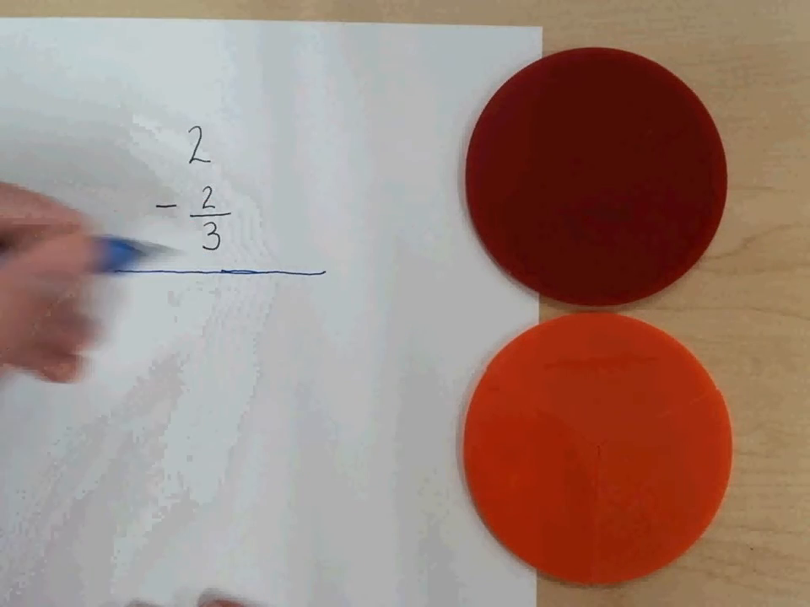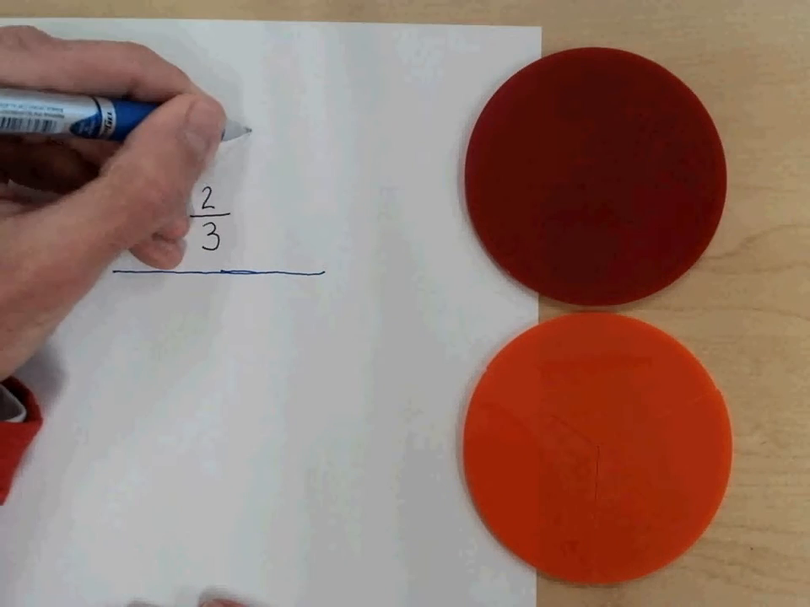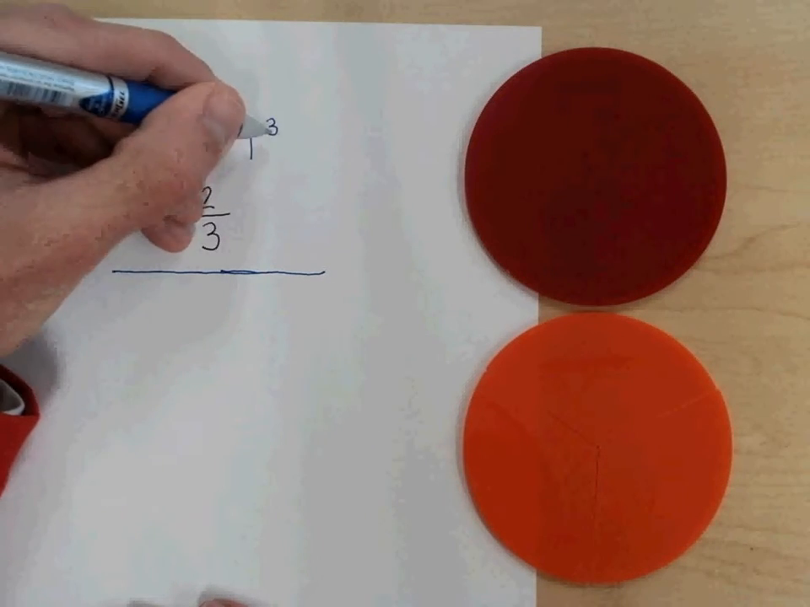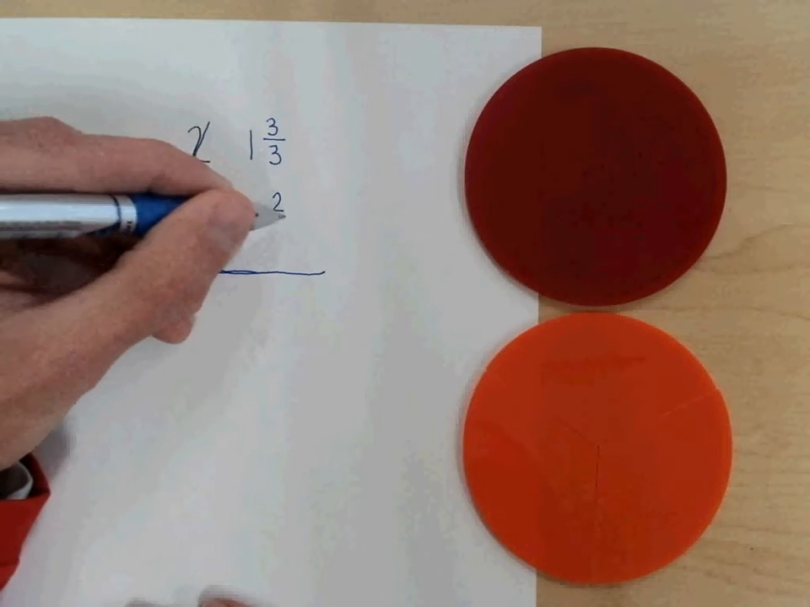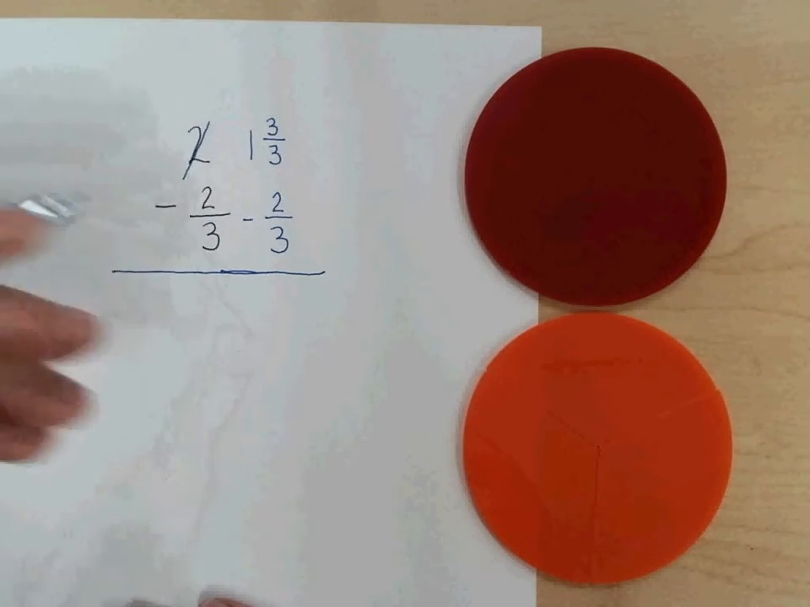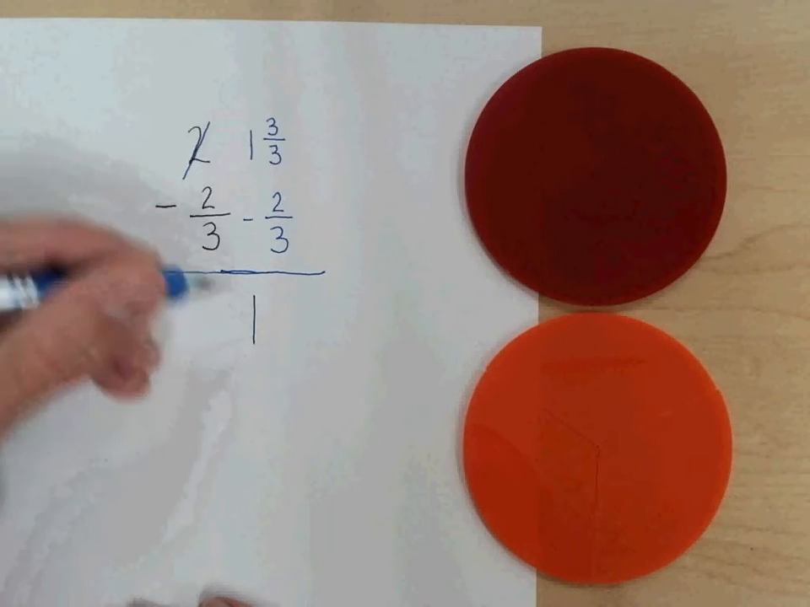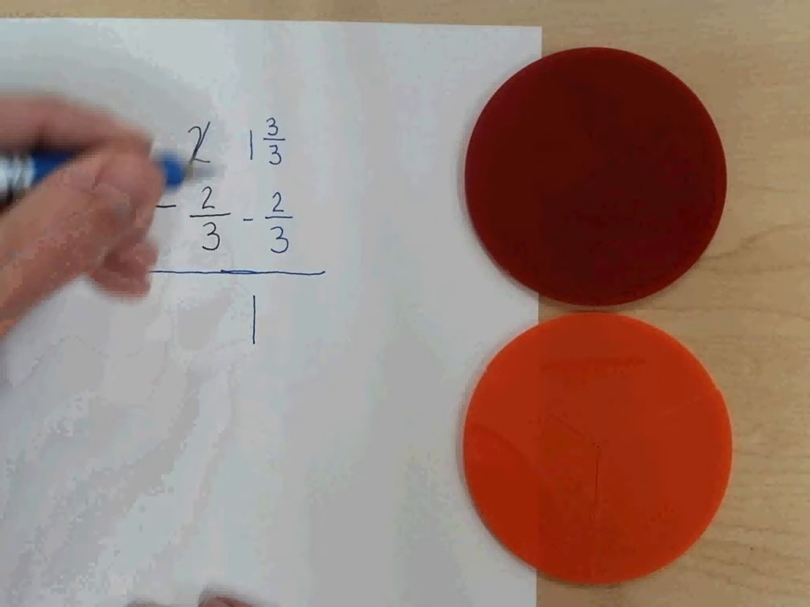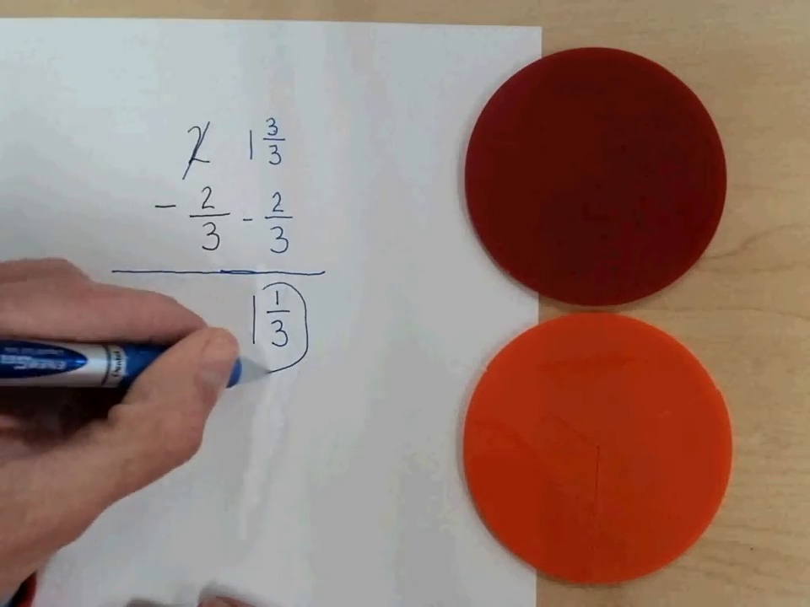So what students, and what you and I, learned is that we'd borrow from this 2, make this 1, and make this 3/3. Then we would go ahead and subtract 2/3 from it. And if you notice, I'm writing this vertically; I think it's easier for the students to do. 3/3 minus 2/3 is 1/3, and 1 minus 0 is 1, and that equals 1 1/3.